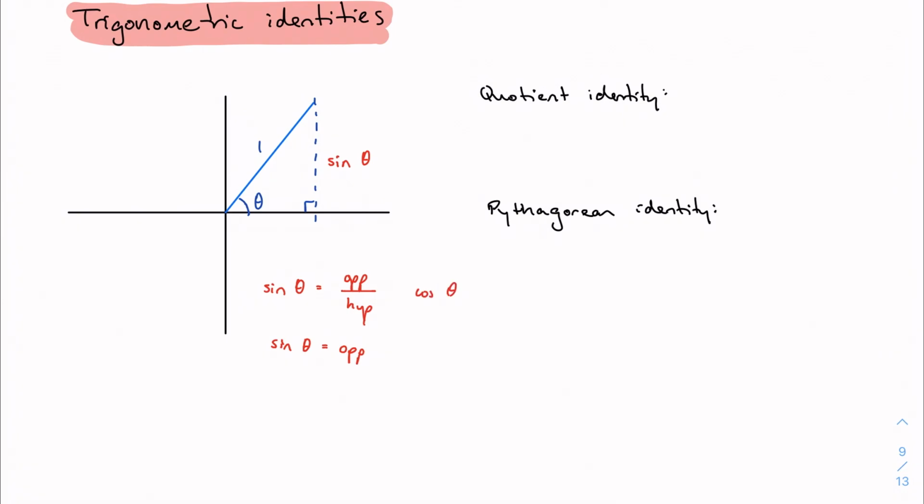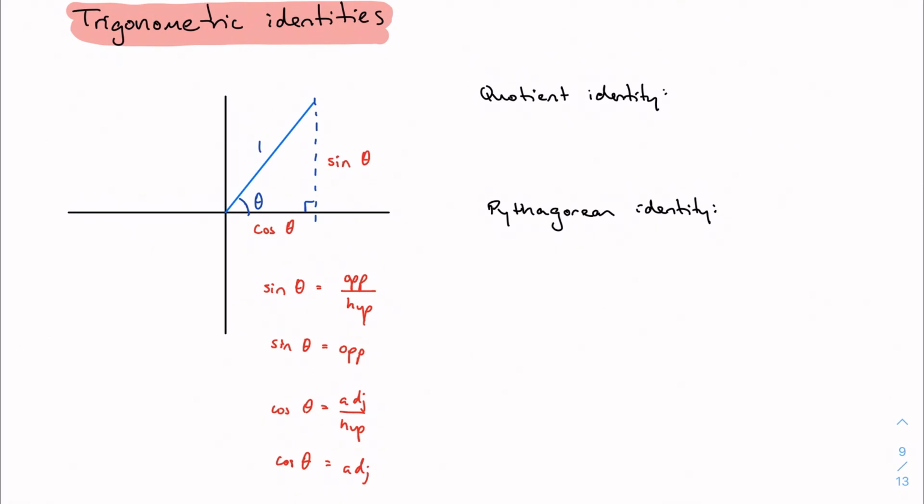And the same logic is true with cosine, right? If this is adjacent, actually let me move this because I'm going to need that space for later. If cosine is adjacent over hypotenuse, and my hypotenuse in the unit circle is 1, well then cosine theta is exactly equal to the adjacent side. So let me label that.